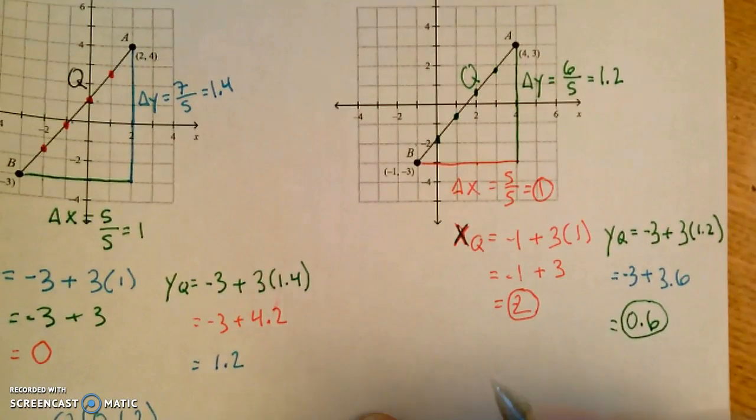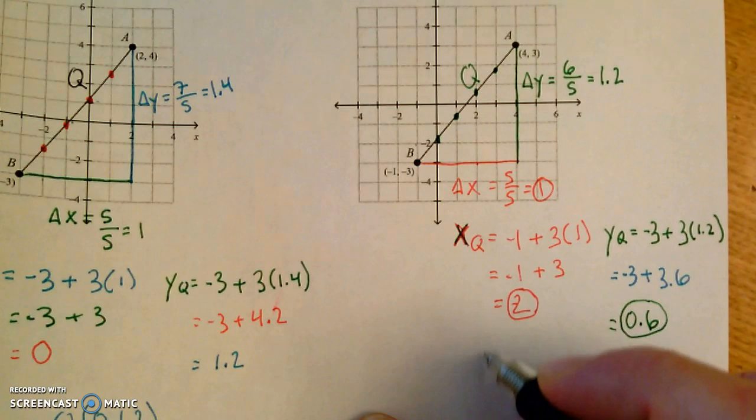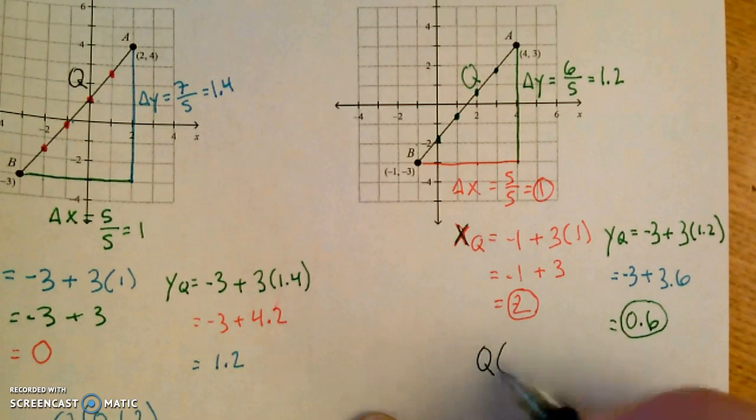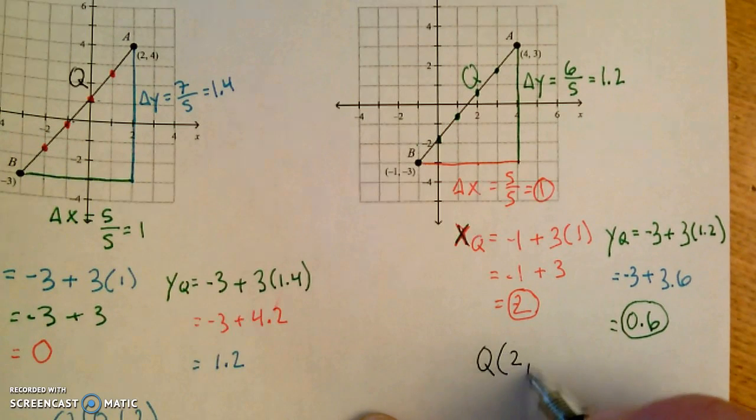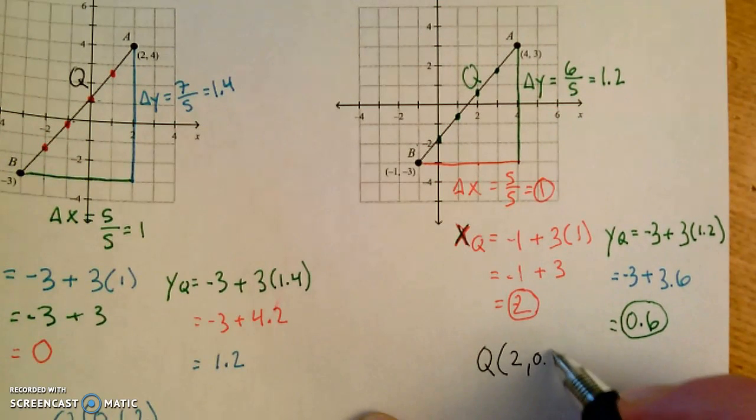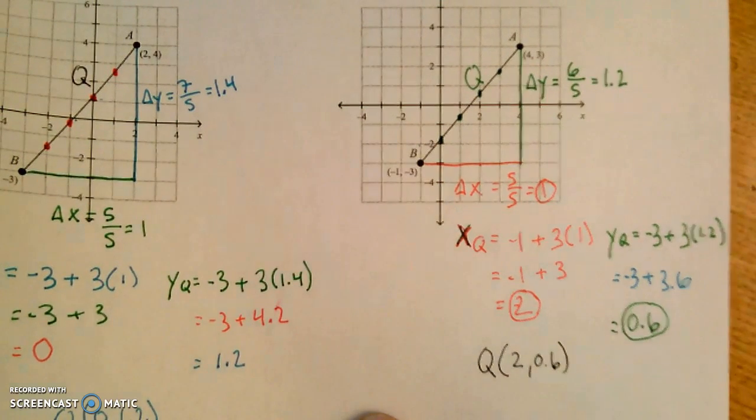So in the end, Q has coordinates of 2, 0.6.